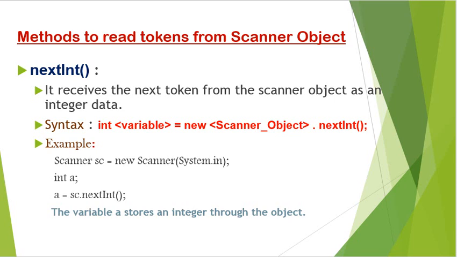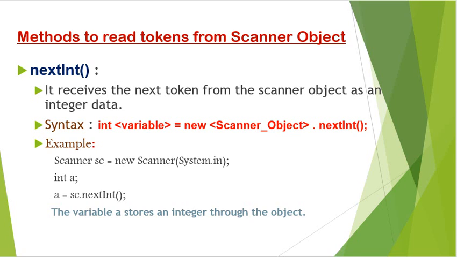This method receives the next token from the Scanner object as integer data. So when the user wants to give any integer value as input, then definitely we will use this function nextInt. Here I should be in capital letter. In this function nextInt, I is in capital letter. As we know that Java is a case sensitive language, so some letters are in capital letters, some are in small letters. So we have to use it in this format, whatever it is given.